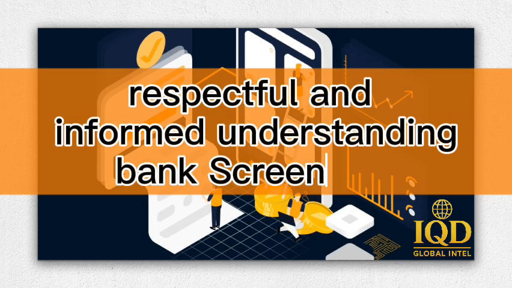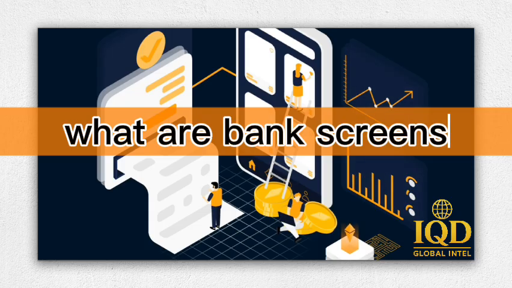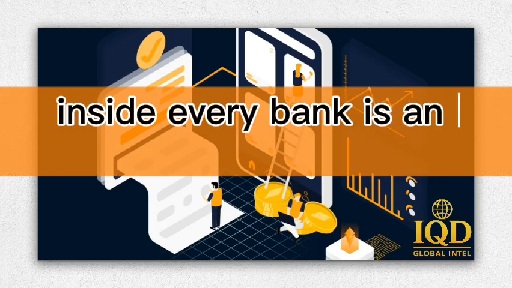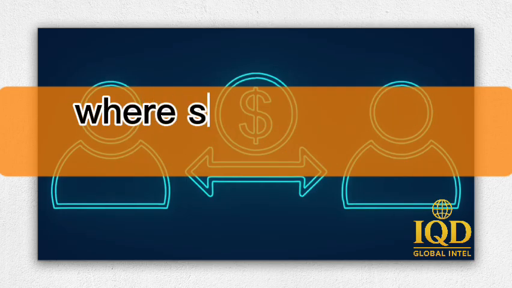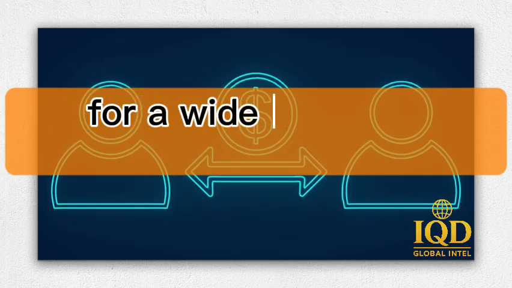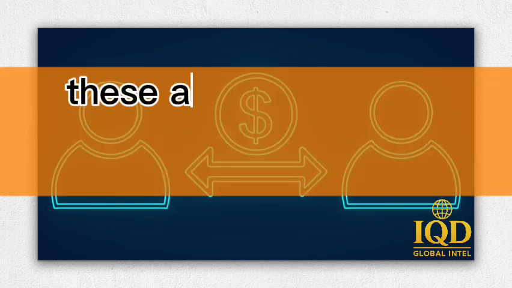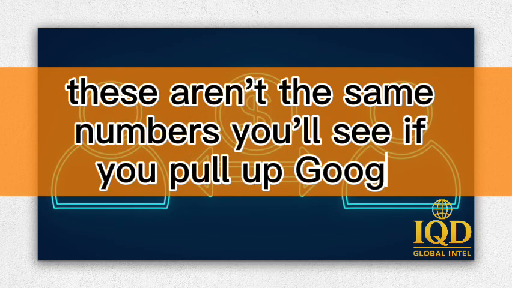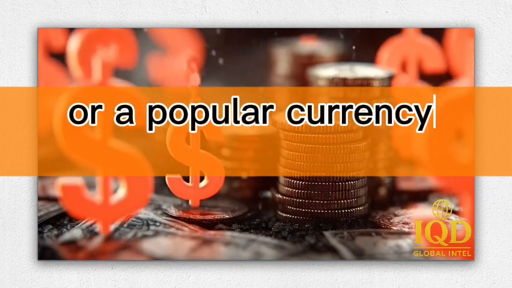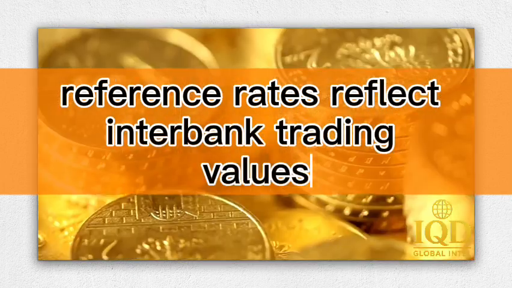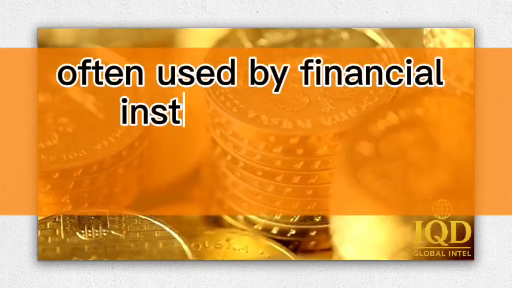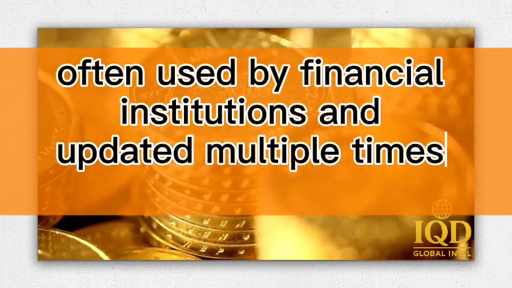Understanding bank screens. 1.1. What are bank screens? Inside every bank is an internal system, essentially the bank's digital dashboard, where staff can view exchange rates for a wide range of world currencies. These aren't the same numbers you'll see if you pull up Google or a popular currency converter app. Online reference rates reflect interbank trading values, often used by financial institutions and updated multiple times a day.